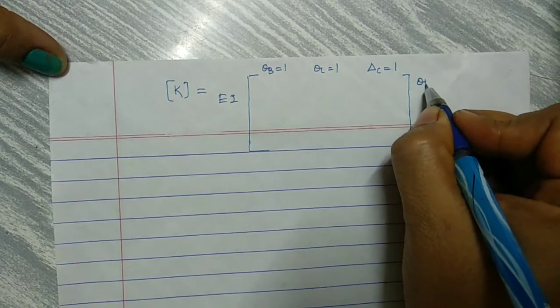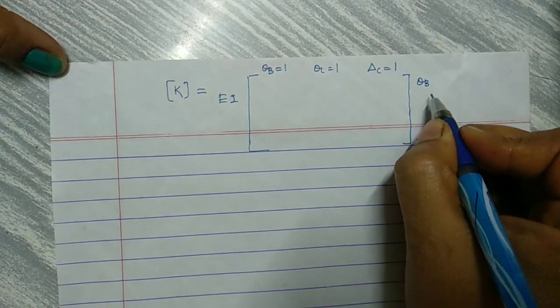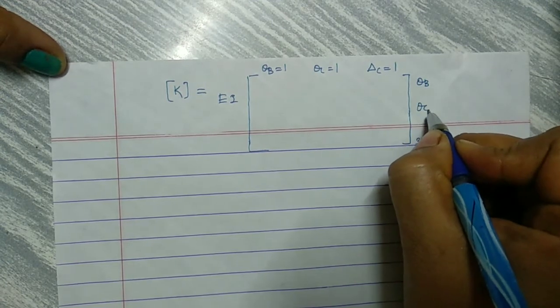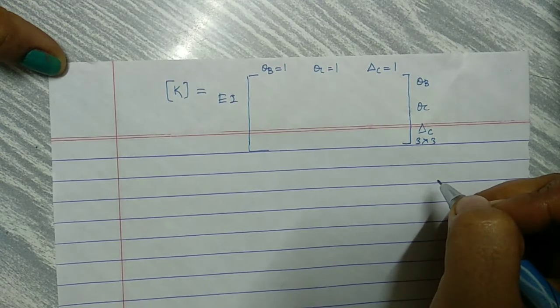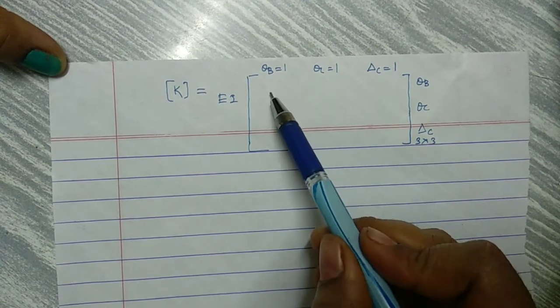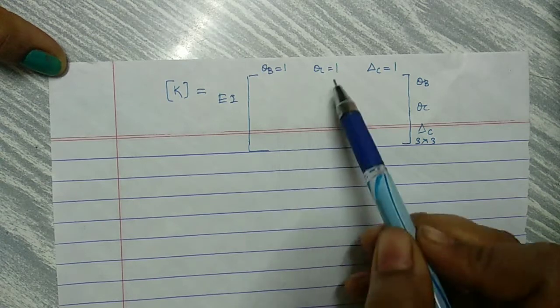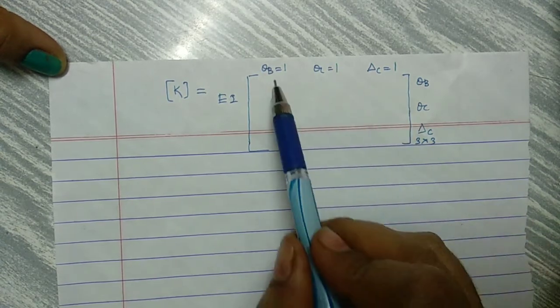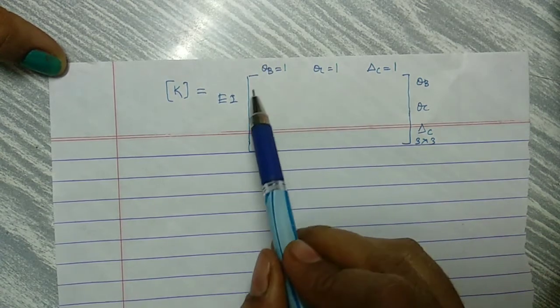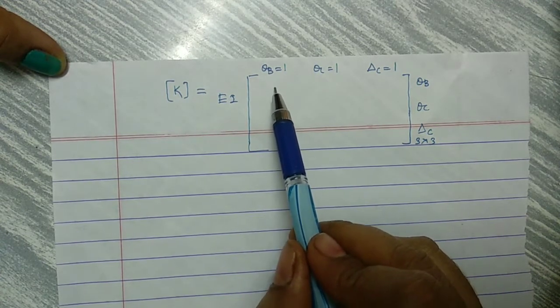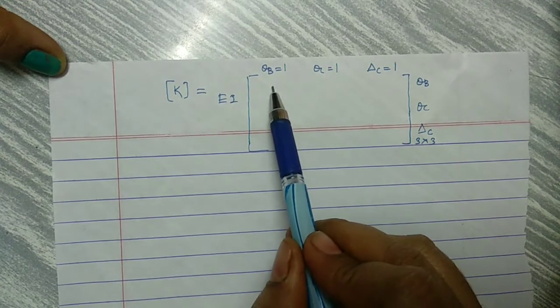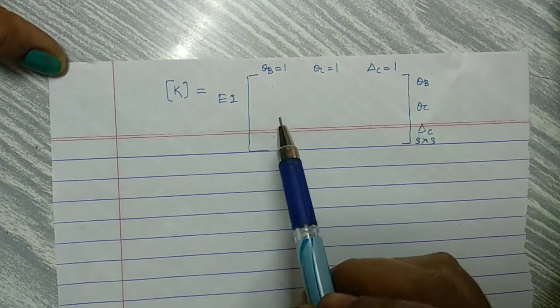Those 3 elements correspond, accordingly, to theta b, moment at B; theta c, moment at C; and the third, delta c, reaction at C. So let us write all those elements: 3 columns and 3 rows. Let us see the first figure when theta b equals 1. From that we have to calculate 3 numbers, 3 elements: moment at B, moment at C and reaction at C.